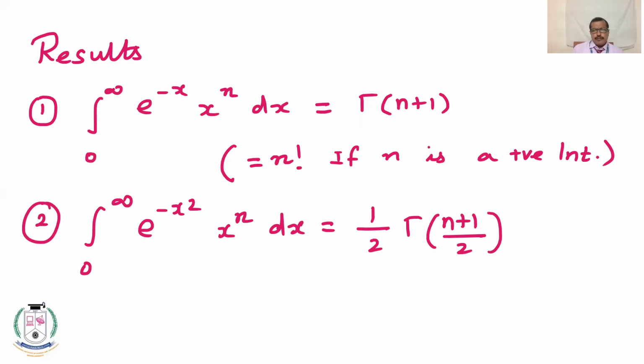Secondly, integral from 0 to infinity of e power minus x squared, x power n dx is 1 by 2 gamma of n plus 1 divided by 2. This is also a direct result which can be inferred from the second form of gamma function.